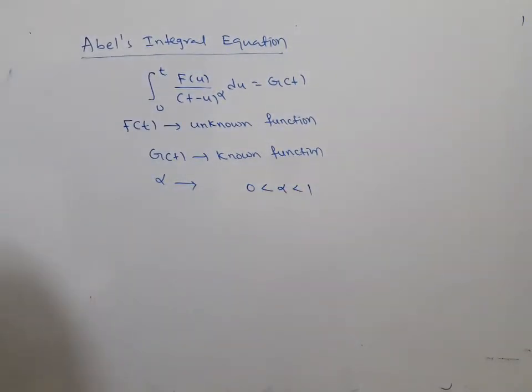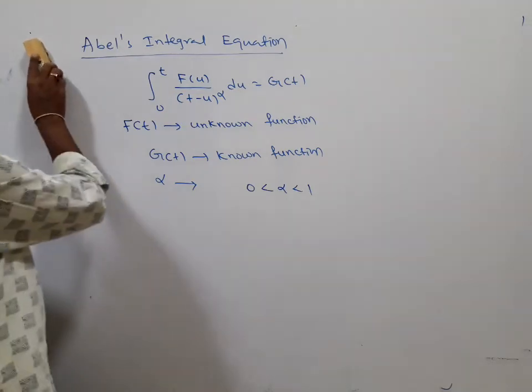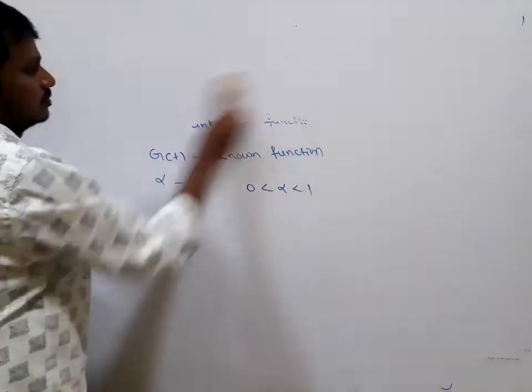Yes, an equation of the form integral 0 to t f of u divided by (t minus u) whole to the power of alpha du is equal to g of t is called Abel's integral equation, where f of t is the unknown function, g of t is a known function, and alpha is a constant which lies in the open interval 0 comma 1. Now, how are we going to find the solution of Abel's integral equation? This is the definition. Now we take one problem and finish it.